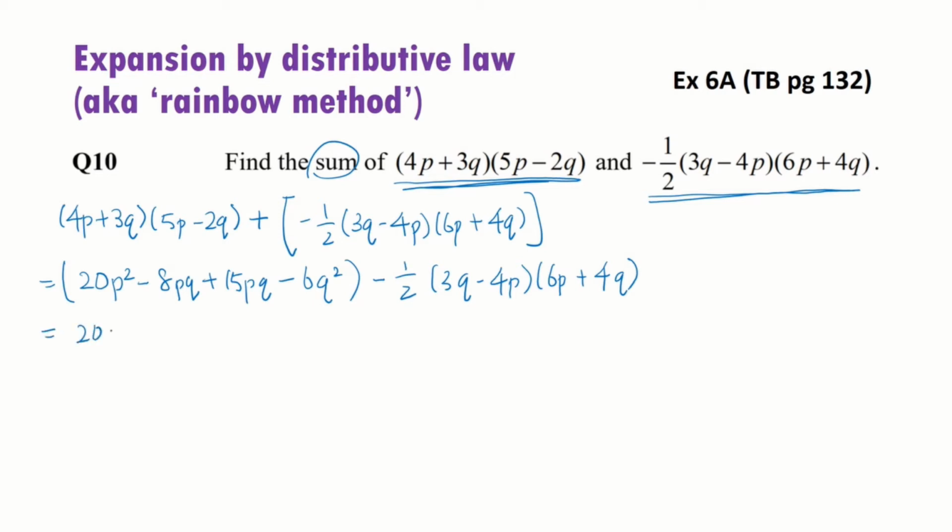20p squared, minus 8pq plus 15pq. We can simplify that first. We get 7pq minus 6q squared. Then after that, we do the expansion of 3q minus 4p and 6p plus 4q. The expansion is going to be placed here. 3q times 6p will give me 18pq. 3q times 4q will give me 12q squared. And then minus 4p times 6p, I will get minus 24p squared. And lastly, minus 4p times plus 4q, I will get minus 16pq.